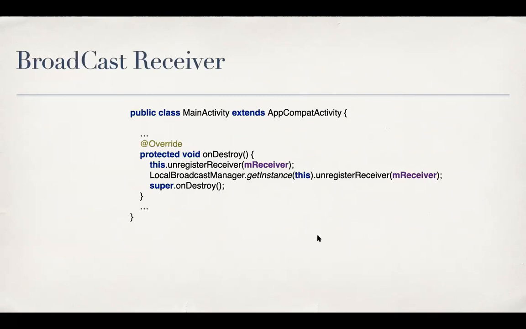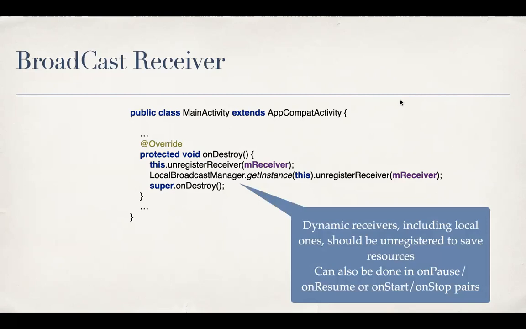Finally, the onDestroy method should unregister and kill off the receiver. All dynamic receivers should be unregistered to save resources. Depending on where you registered it, you should unregister it in the symmetrical method. So onCreate and onDestroy, which is what we are doing here. You could also do it in onStart and onStop, or onPause and onResume, the activity lifecycle method pairs that we know of.